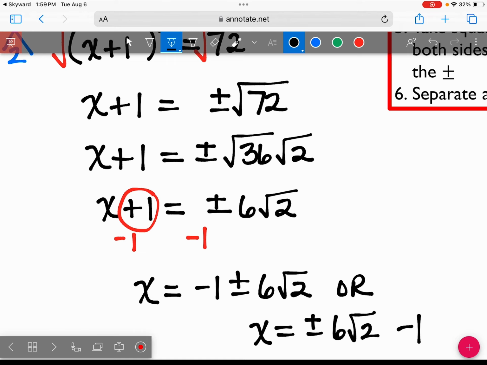Any questions about how we work through that one? Because it wasn't a perfect square. Yeah, we got 72.